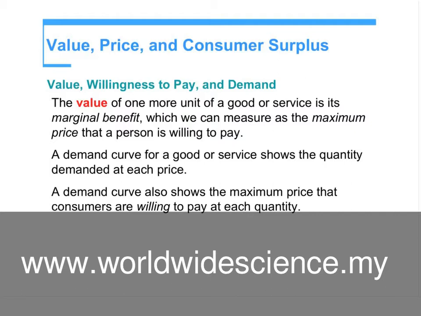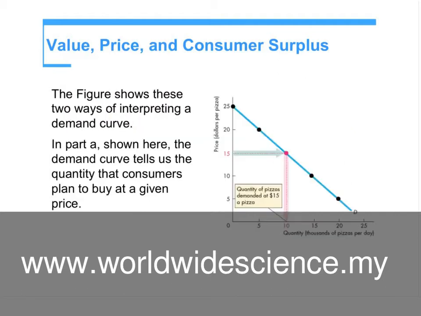So that is about value. This figure shows these two ways of interpreting a demand curve. In part A, shown here, the demand curve tells us the quantity the customers plan to buy at a given price. So in this chart, you see the quantity that customers are willing to pay for to get that product. So for these number of pizzas, let's say for 10 pizzas, customers will pay $15.